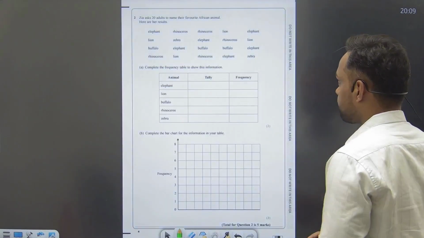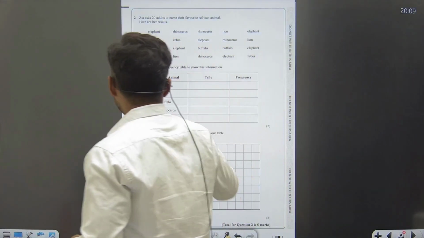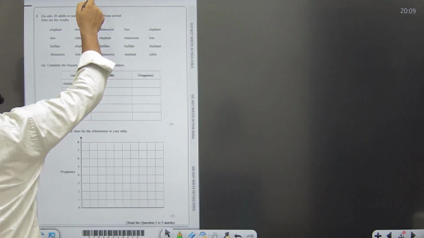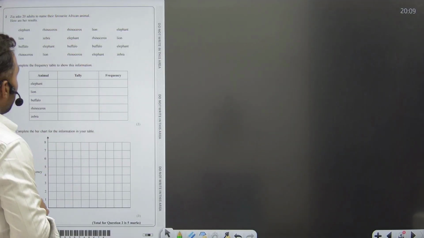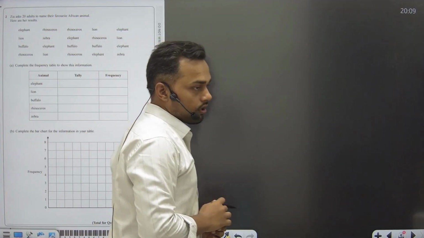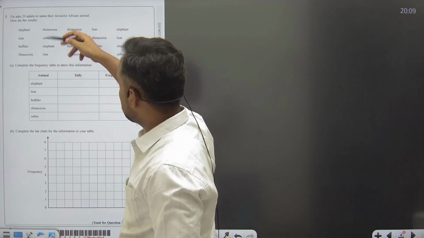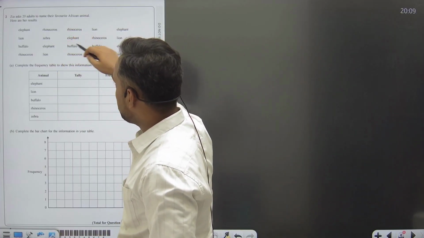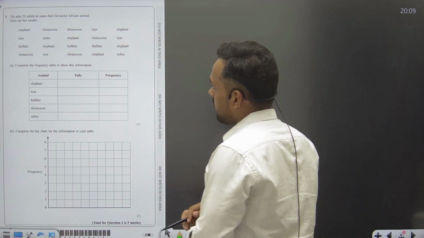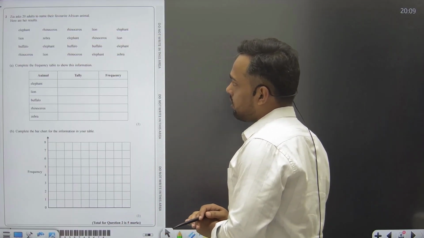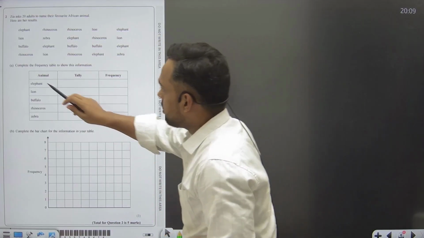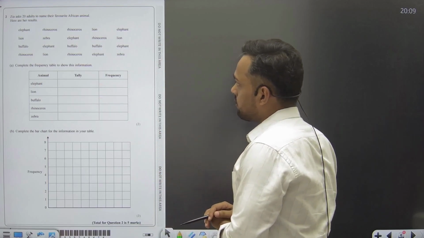Now next question. Zia asked 20 adults to name their favorite African animals. Here are her results. Zia has named the favorite animal, and she has written down the name of the animals. Now complete the frequency table to show this information.